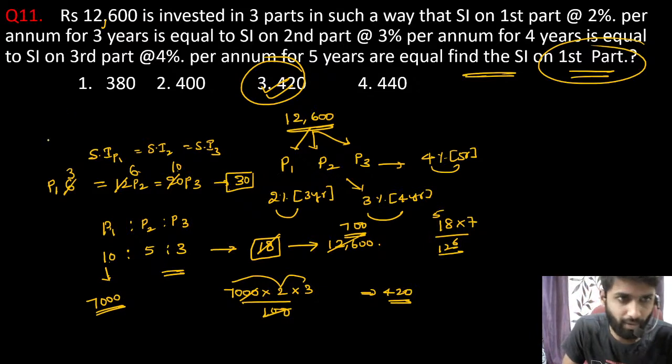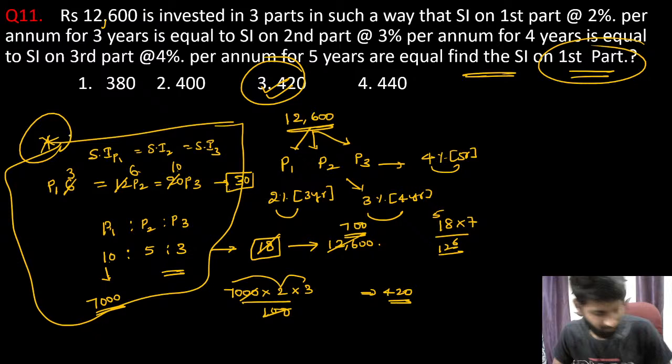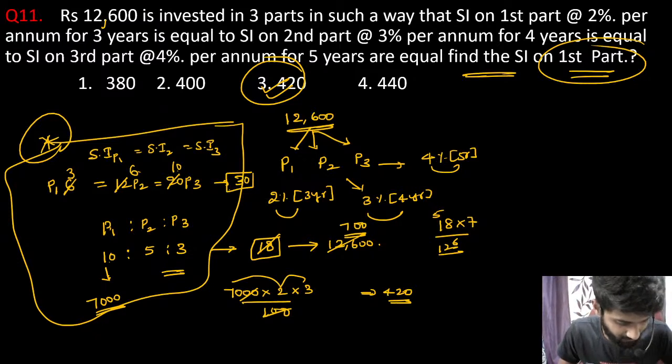So this is the most important part of the entire question: finding the ratio of their principals. Finding the ratio is the most important part. Now the value is exactly equal to 420.